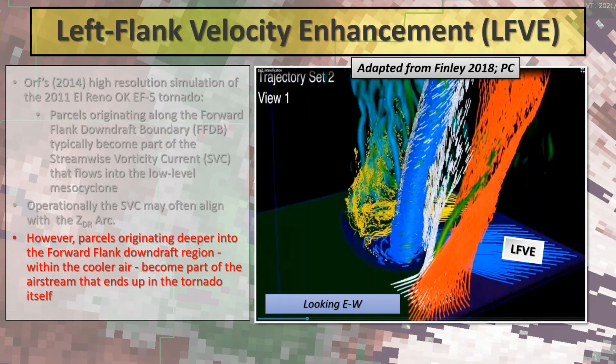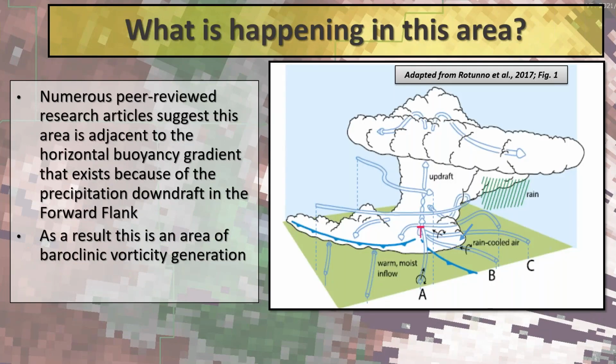The SVC, however, operationally, we've kind of noted that it aligns very similarly to where you would see the ZDR arc, again, along and just on the cool side of the forward flank convergent boundary. So this particular image is kind of a screenshot, but it's adapted from Finley 2018 through personal communication there. Again, just further outlining the research that really looks at how all this comes together.